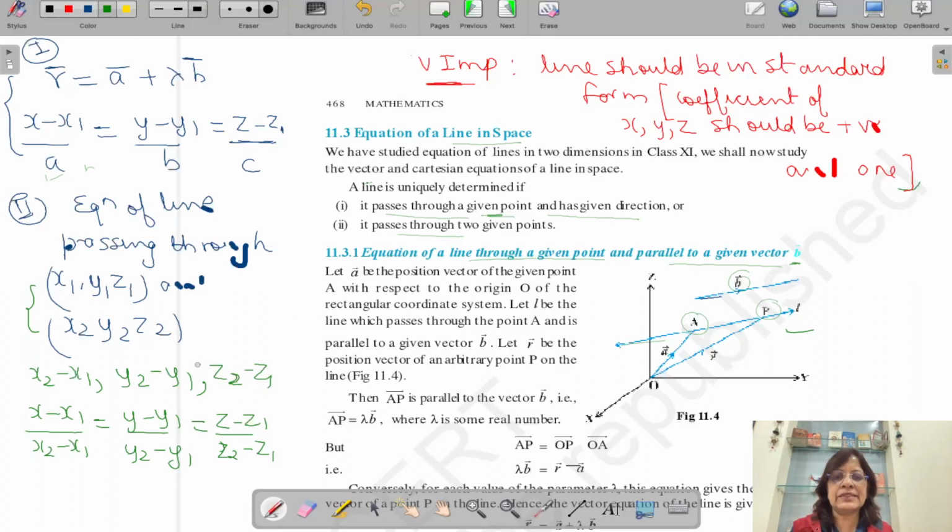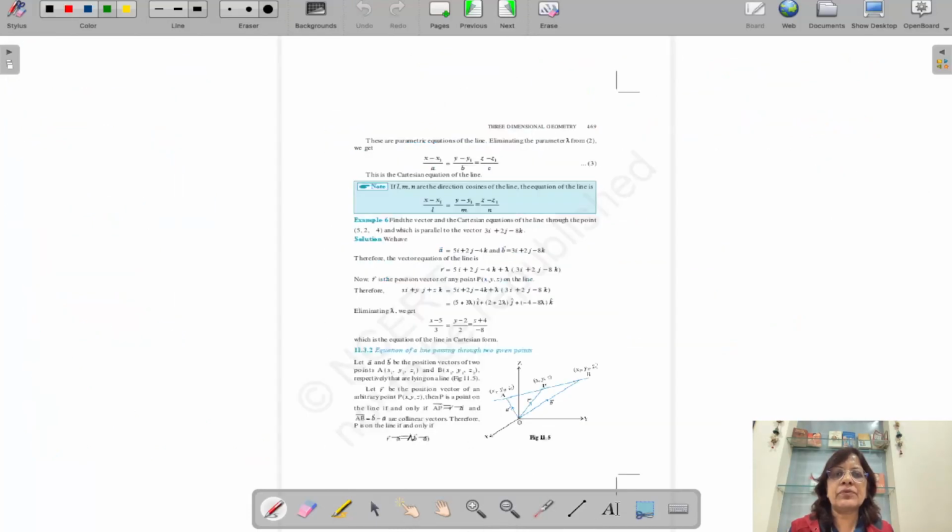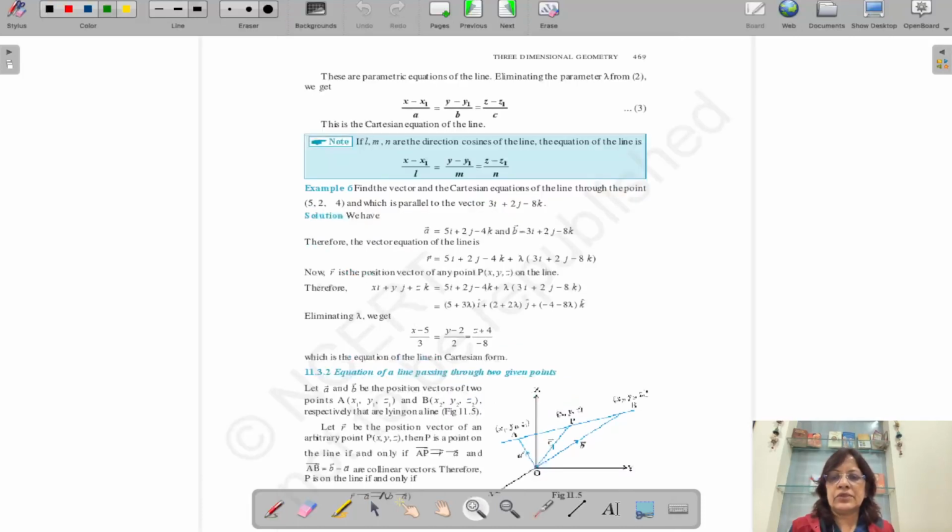Now first we'll see some set of questions. So we move on to the next page. Let us see some questions based on this. Okay, let's see. This is the question. Just look at the solved example. This is the question. See, what does it say? Find the vector and Cartesian equation of line passing through the point 5, 2 and minus 4.